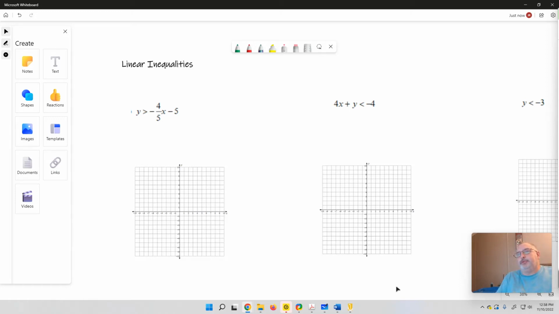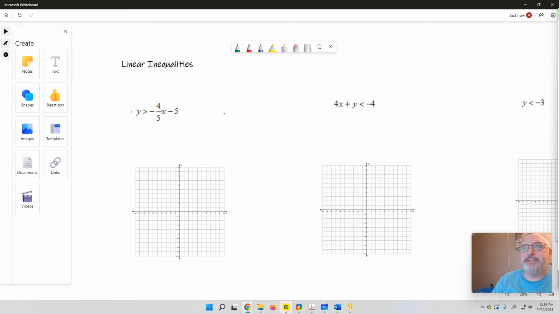We're looking at how to graph linear inequalities. We're going to talk about how to decide how to graph it, how to test a point, and what line to use, all that good stuff. So let's take a look at a few examples here.